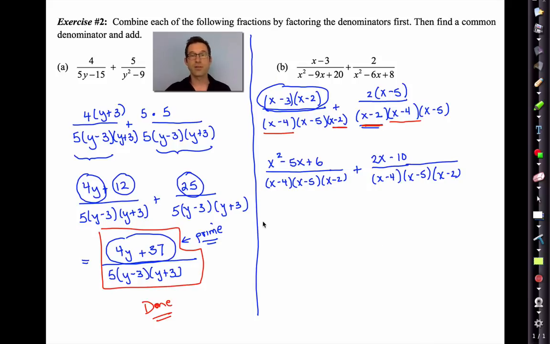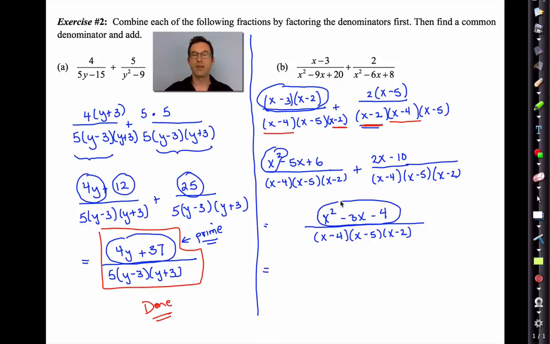Okay, well now it's almost time for the grand finale. Now that they've got a common denominator, I'm going to write it as a single fraction, x minus 4, x minus 5, x minus 2. Nothing combines with this x squared, it just is x squared. Negative 5x, positive 2x is negative 3x. Positive 6 minus 10 is minus 4. Now we yet again ask the question, can I simplify? And here's the rub of it. This time we can. All right?